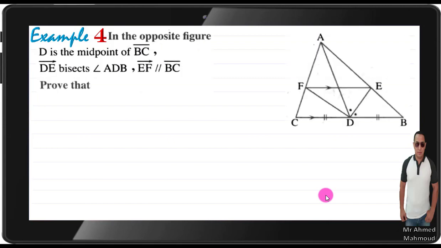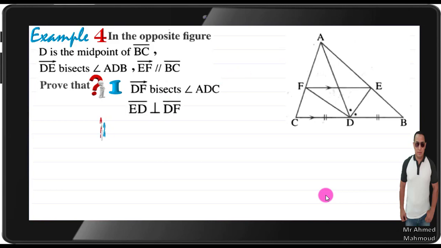In the opposite figure, D is a midpoint of BC and DE bisects angle ADB. EF is parallel to BC. Prove that DF bisects angle ADC, and number 2, prove that ED is perpendicular to DF.